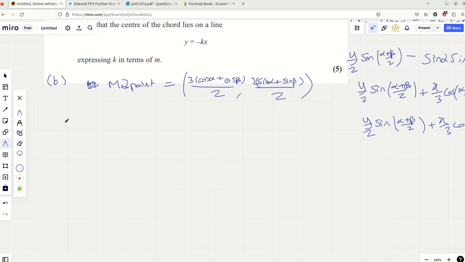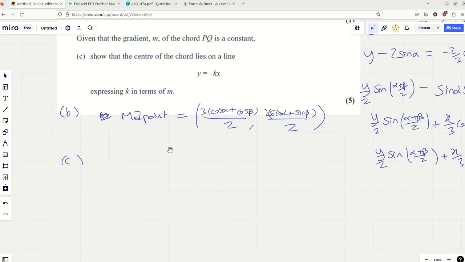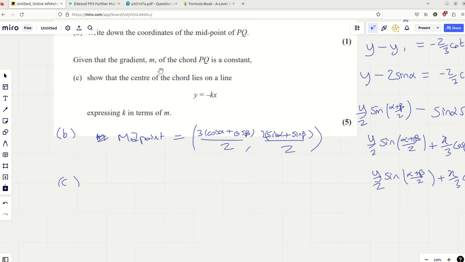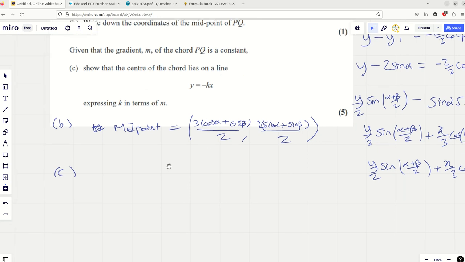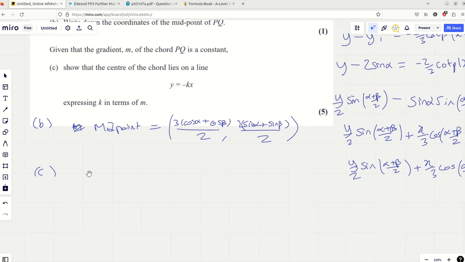Yeah, 3 cos alpha plus 3 cos beta over 2, 2 sine alpha plus 2 sine beta over 2. Okay, so last part. We've got to prove that this midpoint always lies on this line. That's the locus, if you like, as the midpoint moves when the gradient stays constant, which is an interesting fact, and we could show it on GeoGebra, and I might show you in class what this question looks like, because it's quite a cool little question.